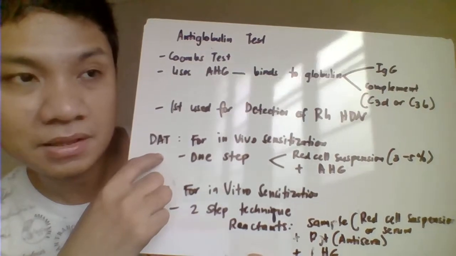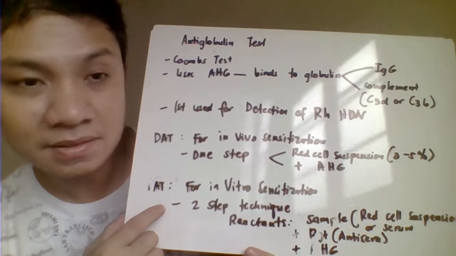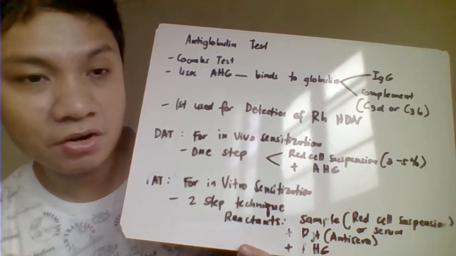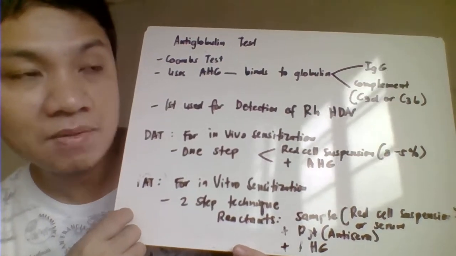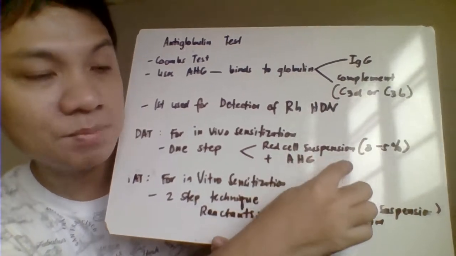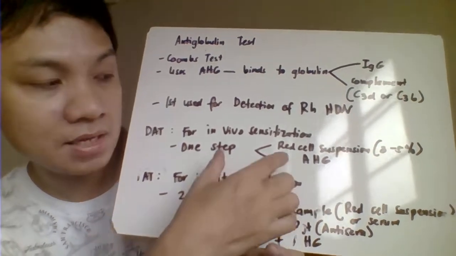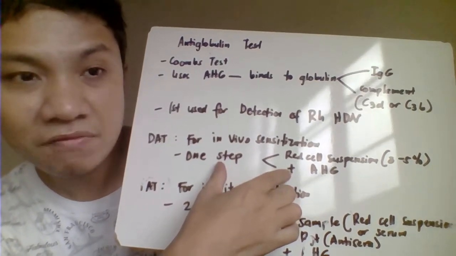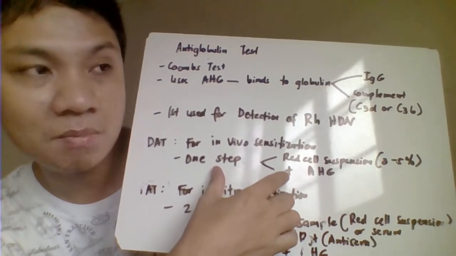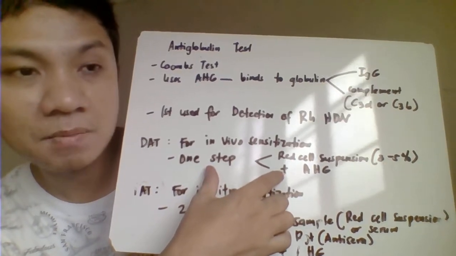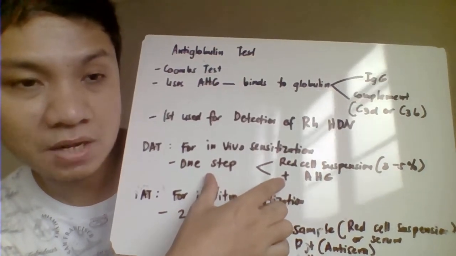Again, your direct anti-globulin test is a one-step procedure. Why one step? Since the IgG or complement has already bound inside the body of the patient, all you need to do is extract the blood from the patient and make a red cell suspension, just 3 to 5%. Since this is in vivo sensitization, wherein the sensitization occurred already inside the body of the patient, we are expecting that the RBC of this patient would already have complement or IgG attached.